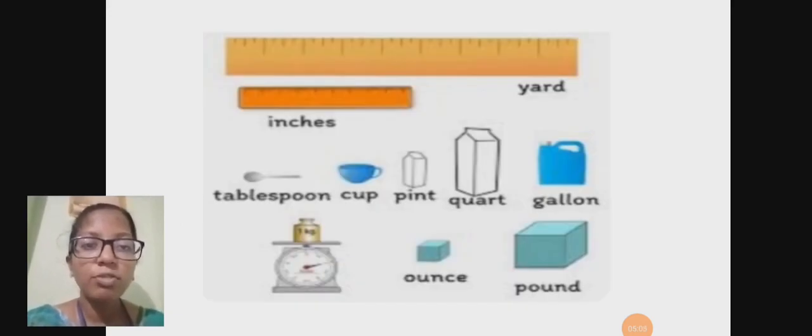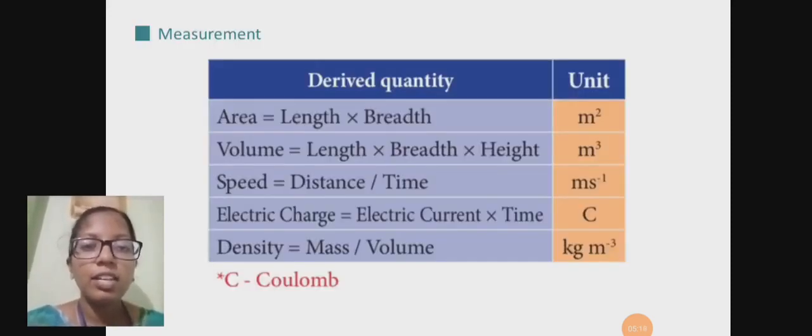These are some units of volume. We can calculate in inches, pounds, pints and yards. These are some units of derived quantities. This is the derived quantities and their units.